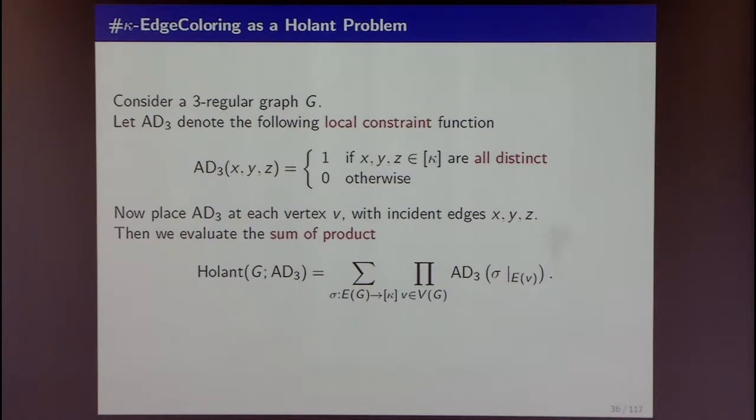And then you can put this into the Holant framework where you just apply the all distinct function at every vertex. Then for a 3 regular graph, this Holant value is the number of valid 3 edge colorings. Is that clear? This is just another way of saying things. The sum is going to be 1 if and only if at every vertex the all distinct constraint is satisfied. Otherwise, it's killed by the 0.